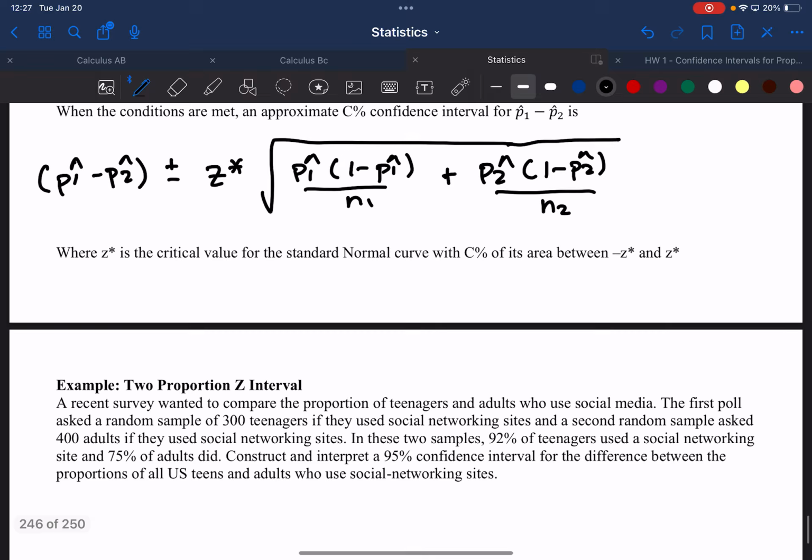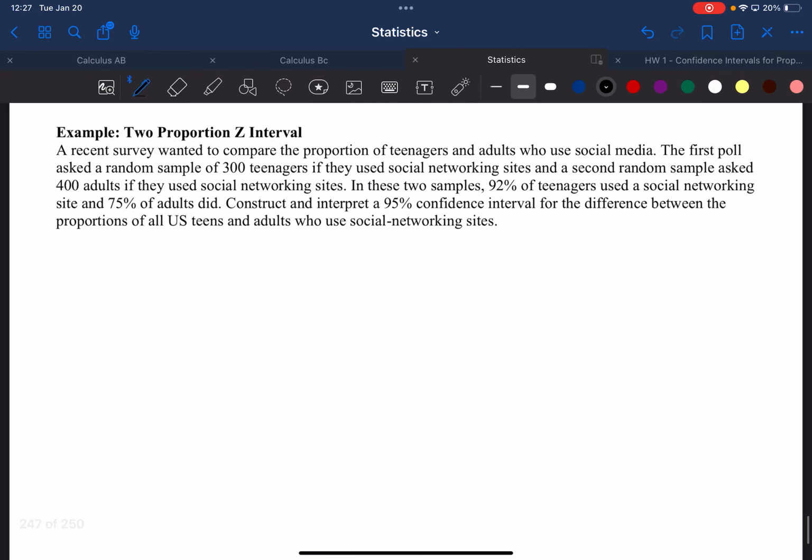Okay, you're going to see what this looks like in a FRQ. It says a recent survey wanted to compare the proportion of teenagers and adults who use social media. The first poll, so you're going to need two different color highlighters, says a random sample of 300 teenagers. The second poll is a random sample of 400 adults, and whether or not they use social media. It said 92% of teenagers use social media versus 75% of adults.